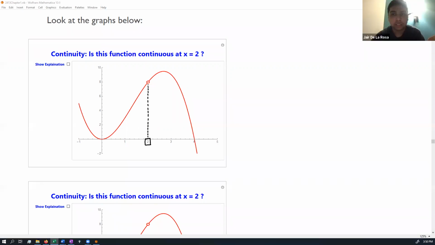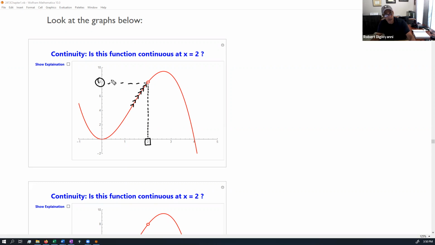Can you tell from the picture what it is? 8. Okay, so good. What I asked Jair is, if you were to come in here from the left-hand side and approach 2, is the function approaching a y value? And he said, yes, 8. You all agree with that? Yes. Okay, Jair, how about from the right? It does also exist, and it approaches 8 as well.